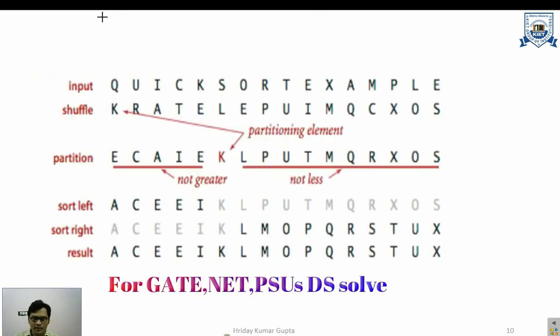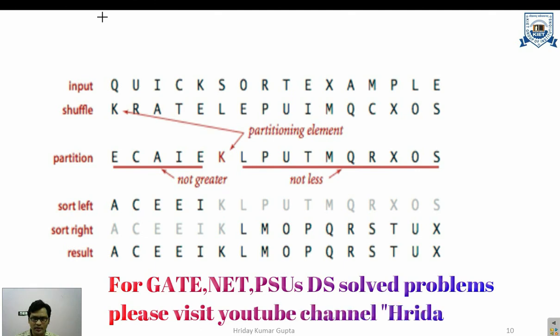In the previous example, we have seen an example based on numbers. But sometimes a question will be asked based on characters or words. Suppose I take a word like "quicksort example". So see, this is the input, quicksort example, right? But the question will be asked like this: suppose this is KRATEL, these are the letters. You have to sort these letters in ascending order.